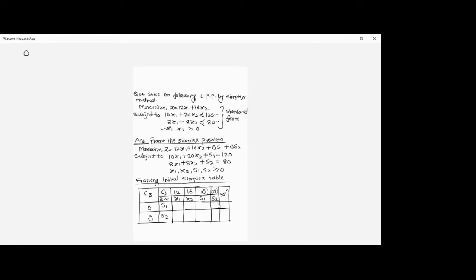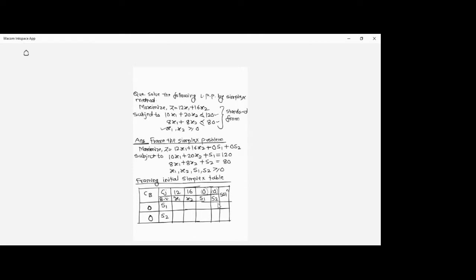Now, yesterday we were talking that we are going to start with the origin as one of the corner points. So the origin has the coordinates 0 and 0. So we have it as 0 and 0 here, and then we are going to start with s1 and s2 as slack variables. So 0 0 is the coordinates for your origin, right?